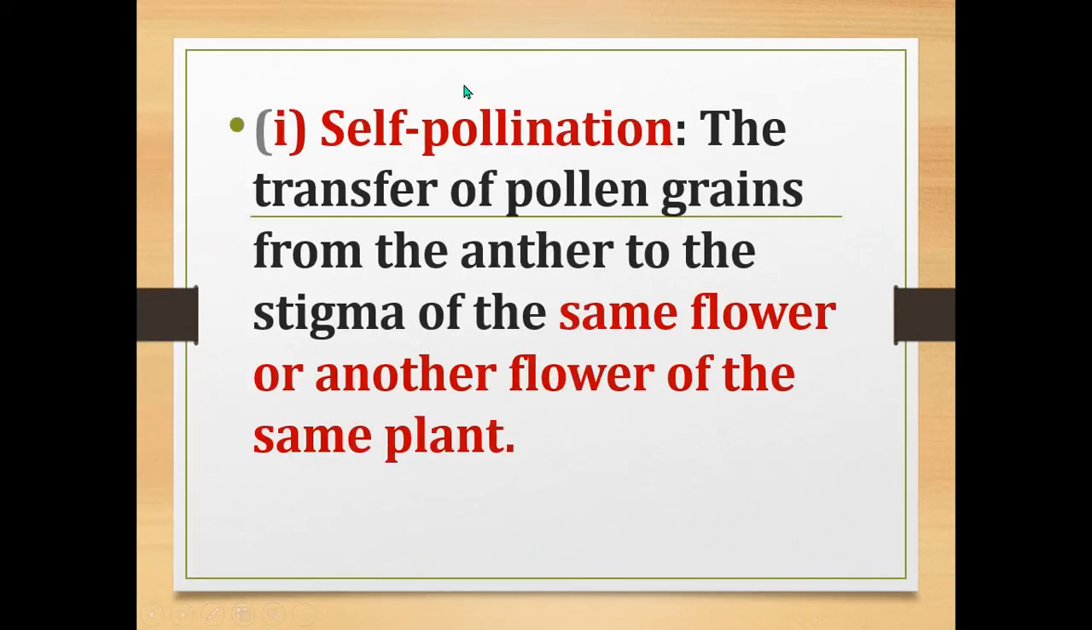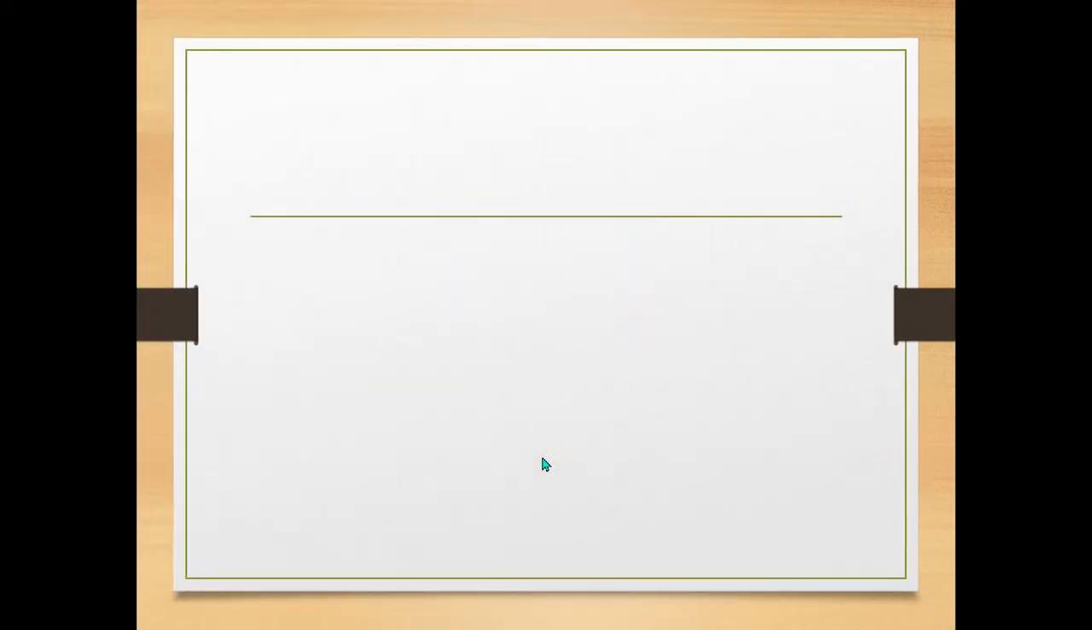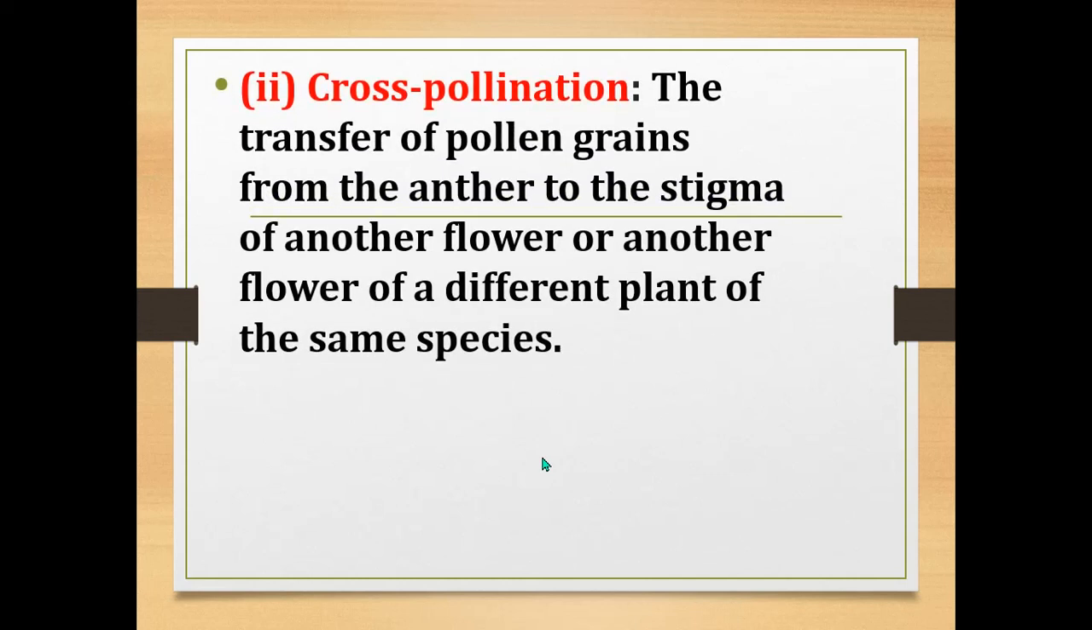First one, self-pollination. Self-pollination means the transfer of pollen grain from the anther to stigma of the same flower or another flower of the same plant. Okay. Self means own. So the transfer of pollen grain from anther to stigma of the same flower or another flower of the same plant is called self-pollination. Now, what is meant by cross-pollination?